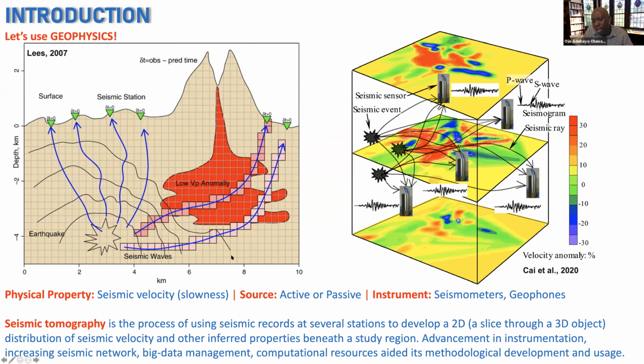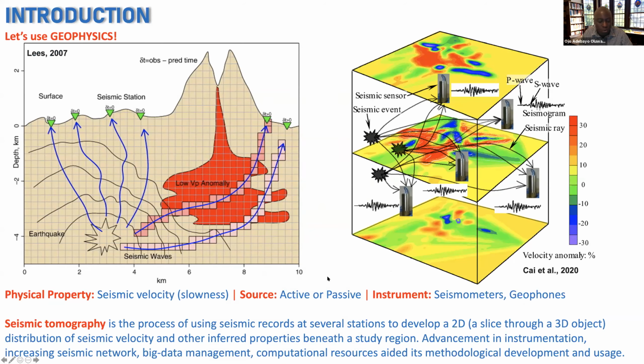Why is it important? Why is it so commonly used these days? It's one of the potent tools that we have as seismologists, and a whole lot of reasons have contributed to why this method is so common these days. There are advancements in instrumentation over the years. Now we have very small seismometers, as you can see here. We now even have geophones, very small, easily deployable equipment. And we also have increasing numbers of stations and temporary deployments all over different places.